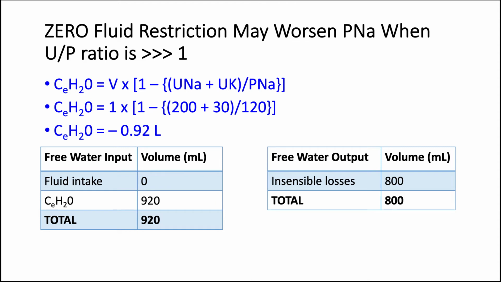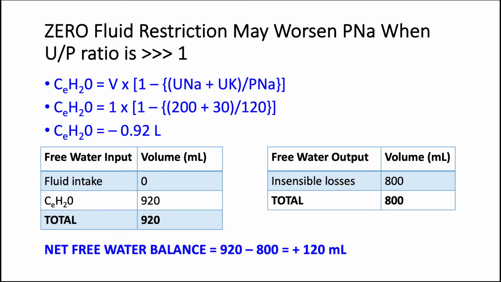If you do the water balance, I's minus O's, you get that the patient has a positive free water balance of 120 mLs or 120 cc's of water every day. Even if you put him on 0 fluid restriction, he's retaining free water. So that is going to make the hyponatremia worse. So if the UP ratio is very high, even with 0 fluid restriction, your hyponatremia can get worse.